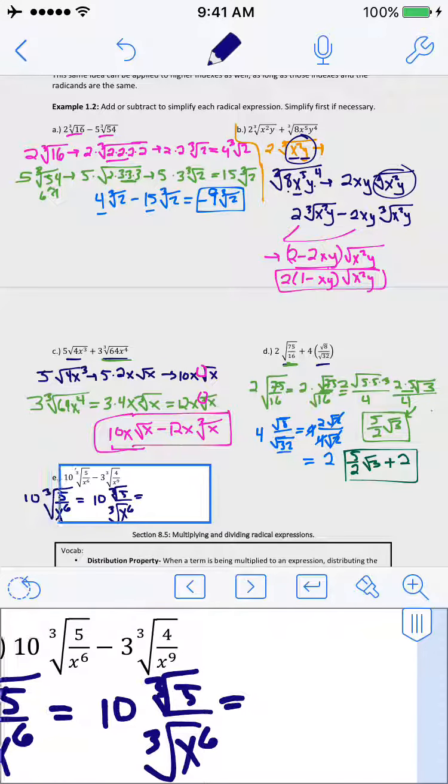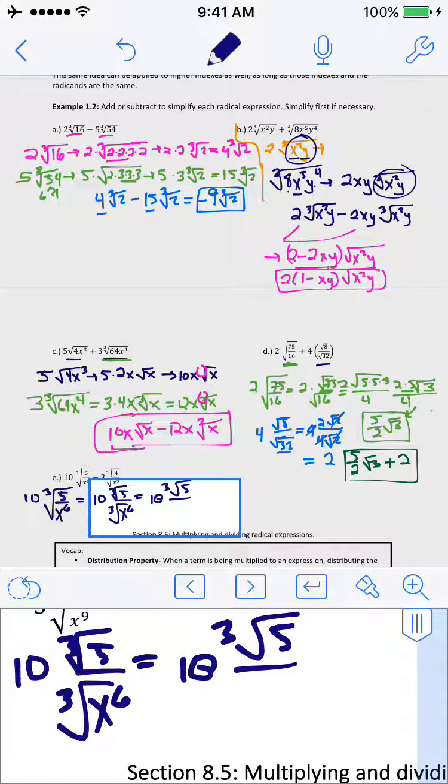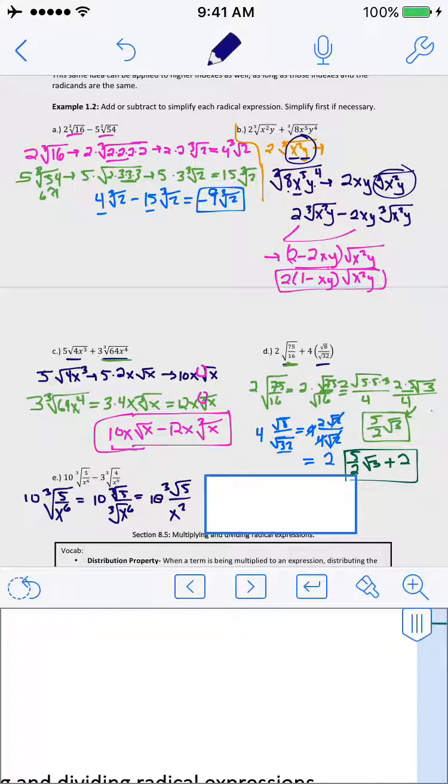The top one doesn't look like it cancels very much, and that's okay. So 10 cubed root of 5. But I have 6 x's, of which I need to make groups of 3, so I end up making 2 groups of 3, right? That cancels twice. Okay, that was the first one. Let's do the second one.